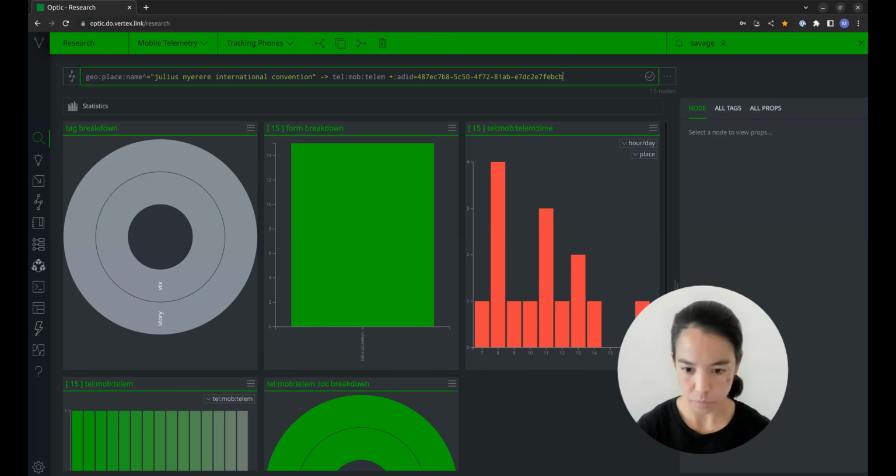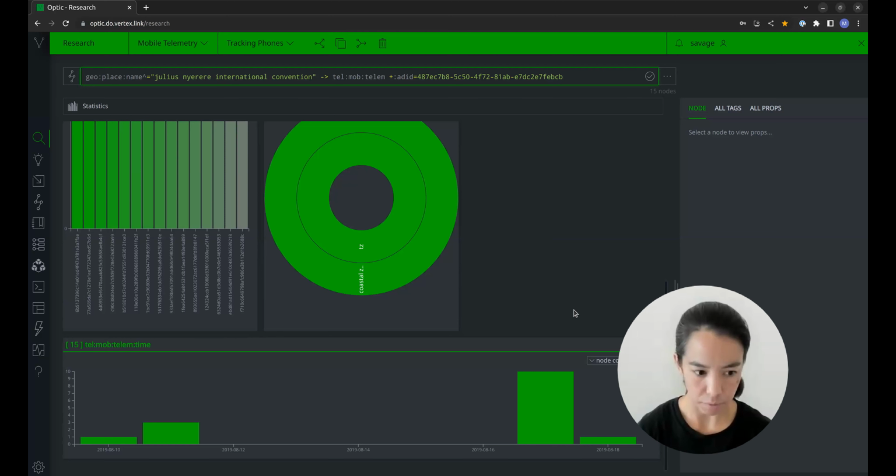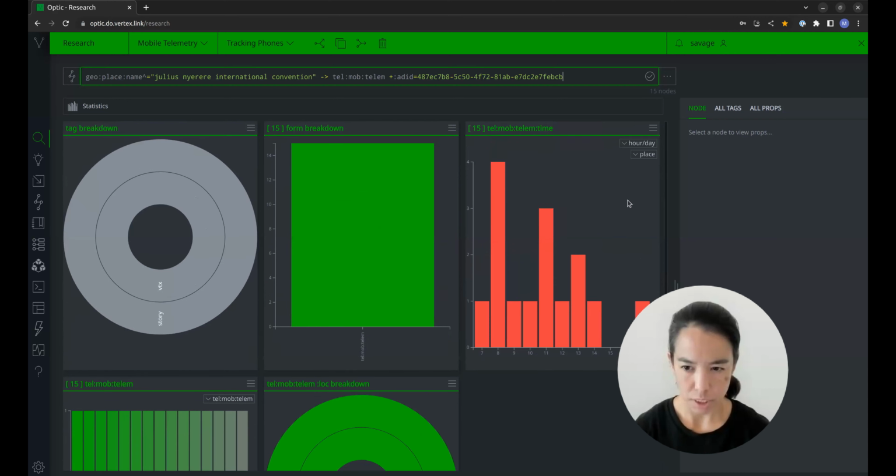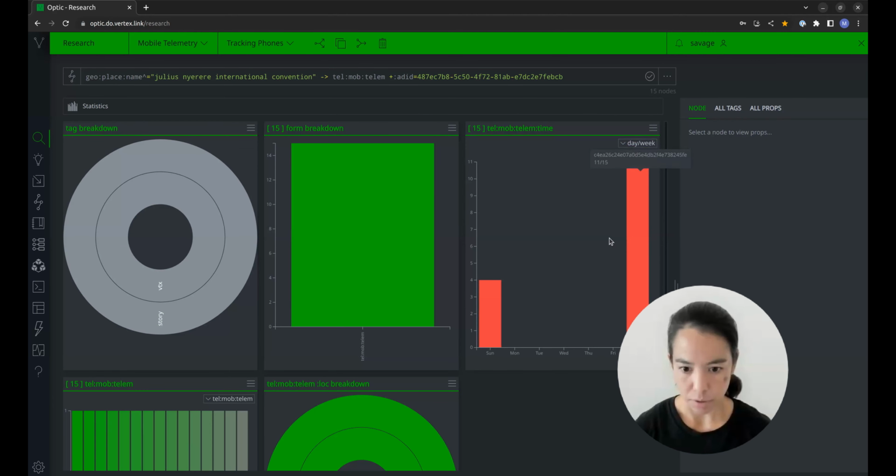If we take a look at the overall timeline, we can see that they were there on the 10th and 11th of August, and then again on the 17th and 18th of August. If we want to see an actual breakdown of the days of the week, it looks like they were there briefly on a Sunday and then on a Saturday. So that gives us a little bit more information.